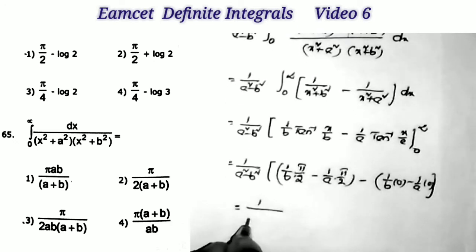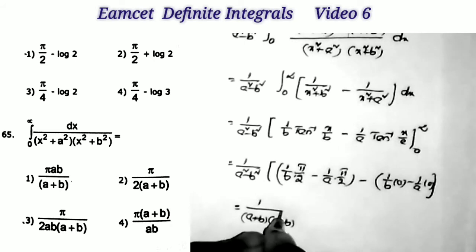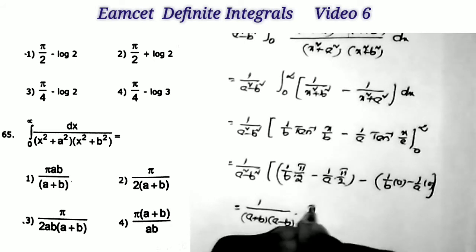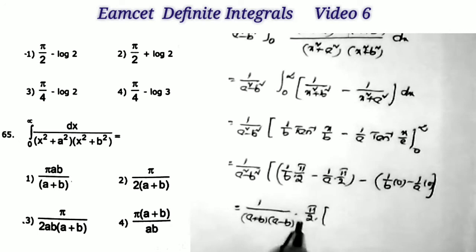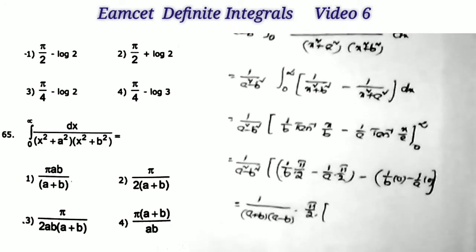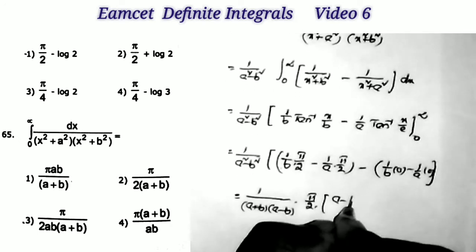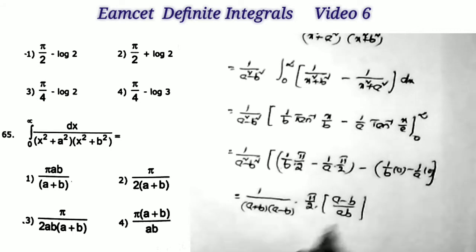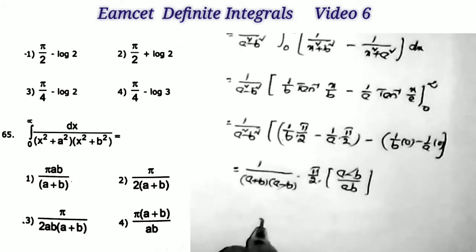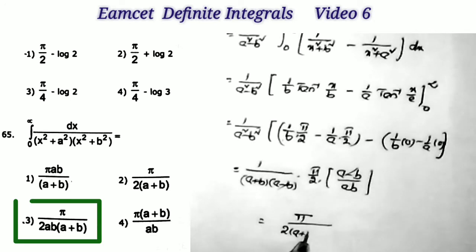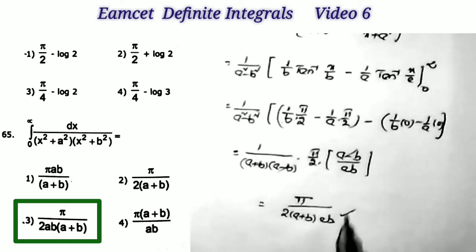Now this is equal to, here the denominator is 1 by a plus b into a minus b, into, taking pi by 2 common here, the remaining values are 1 by b minus 1 by a. After doing the LCM we get a minus b by ab. Now it is cancelled here, therefore the answer is pi by 2 into a plus b into ab. That's all, and this is the third option.